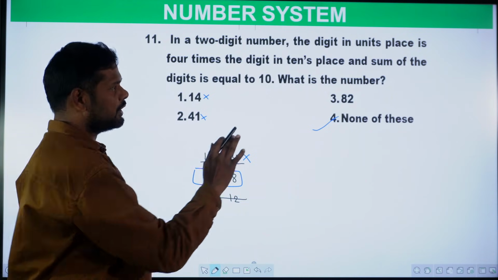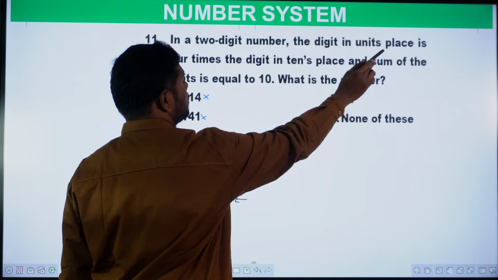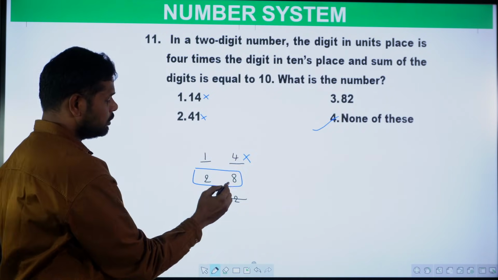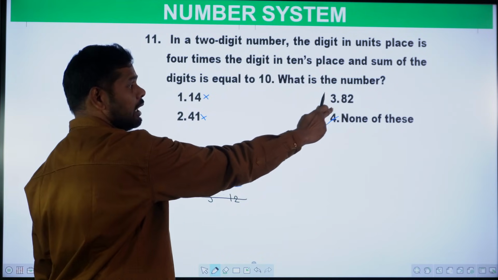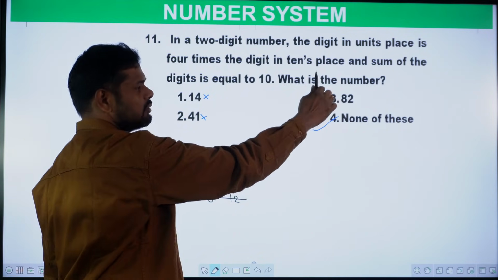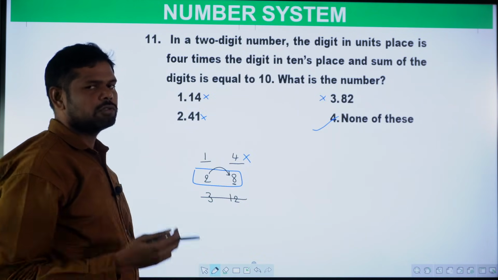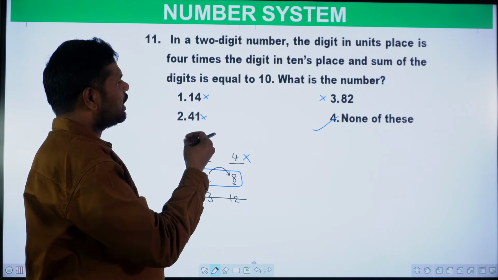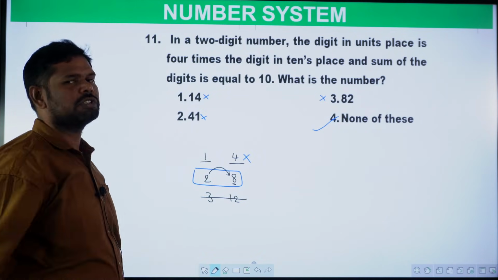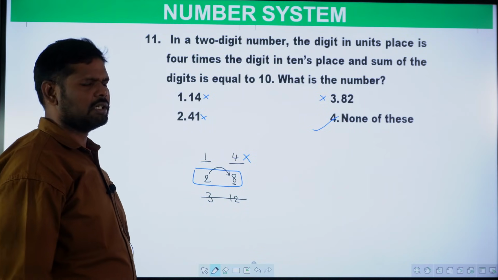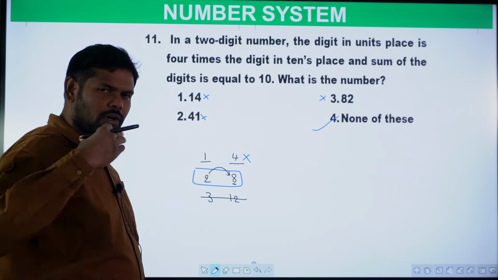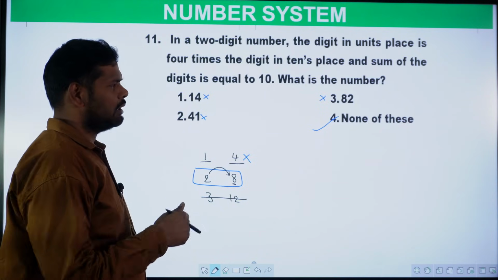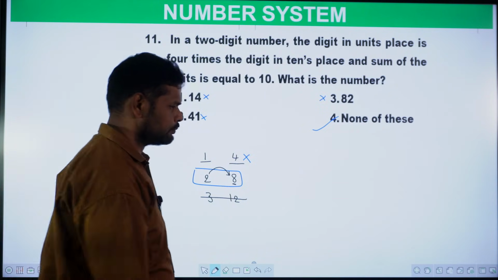So many are confused here. The digit in units place is 4 times the tens place, but here the tens digit is 4 times the units place. That's why it is eliminated. So just reading the question and applying basics to it is very, very important. The answer is always hidden in the question only. If we understand the question properly, it is very easy to solve.